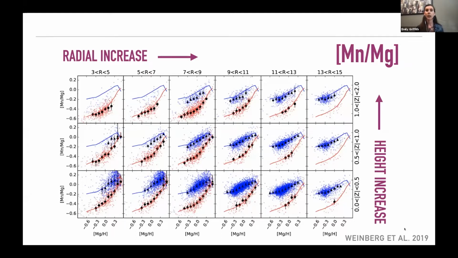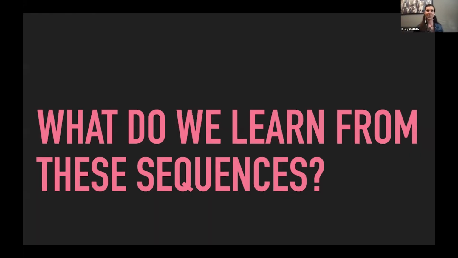And you'll see that in every panel, the black points overlap with these solid lines, meaning that the median high 1a and low 1a trends are the same throughout the location in the disk. And this is really important information and can tell us about the consistency of these nucleosynthetic processes throughout our disk. So what can we learn from these sequences? Like I said, we can learn about the enrichment sources.